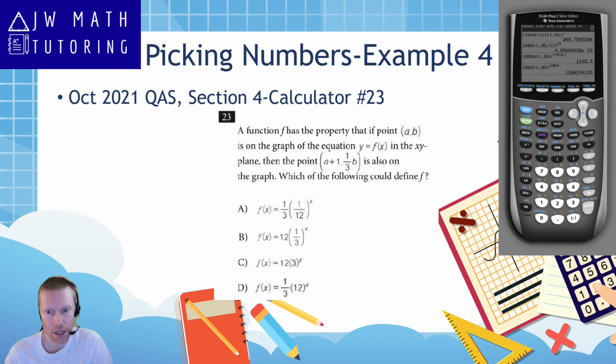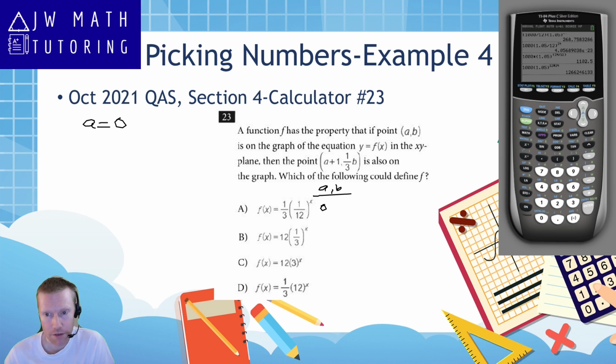So for the first thing, I'm going to let my a, or my x coordinate of my original point, equal, let's say, 0. Okay, so now I go through all of these possible function answer choices, and I'm just going to plug in 0. And so that's going to give me b values for all of these. So I'm just going to make a little chart here, a and b.